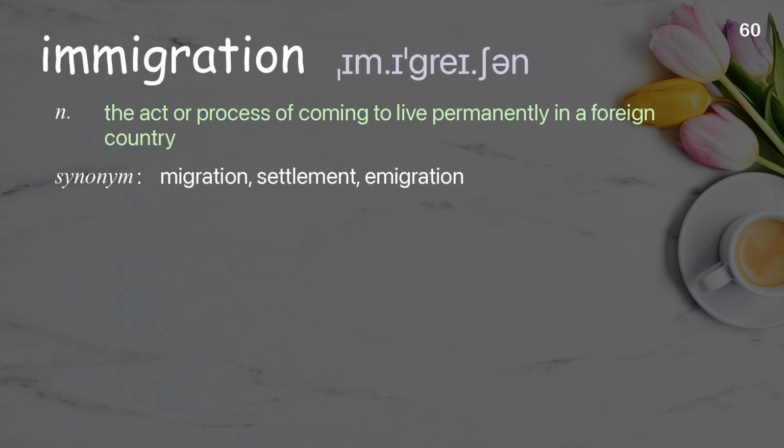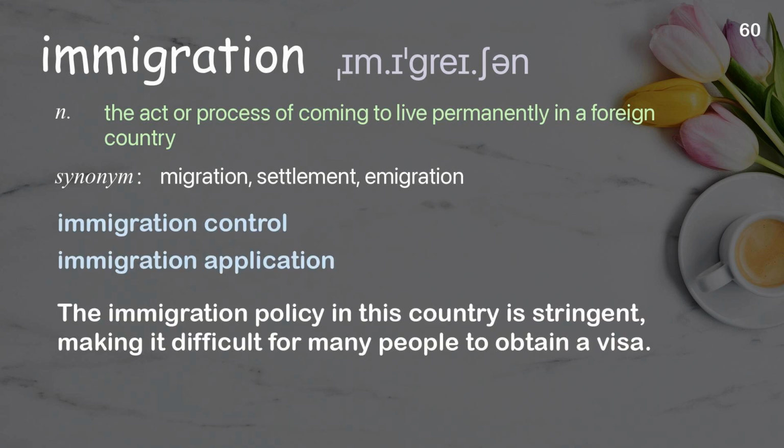Immigration. The act or process of coming to live permanently in a foreign country. Examples: Immigration control. Immigration application. The immigration policy in this country is stringent, making it difficult for many people to obtain a visa.